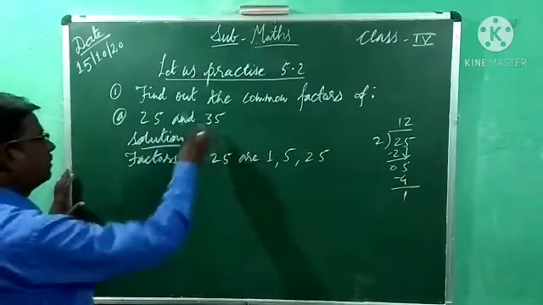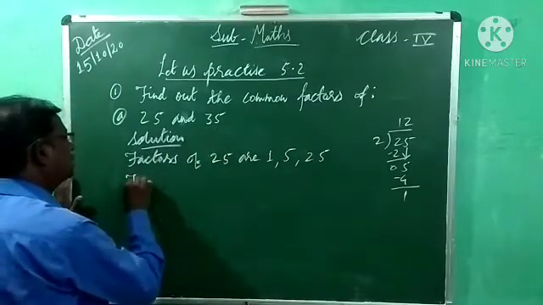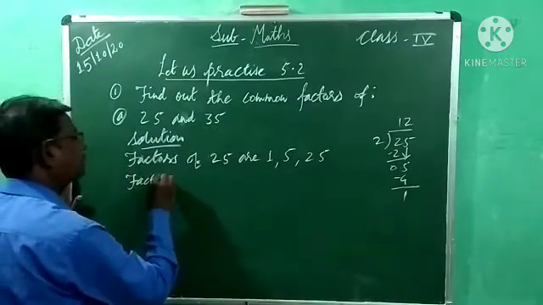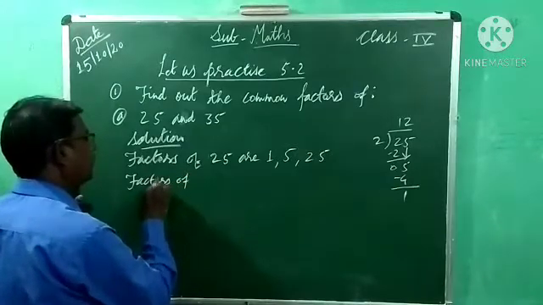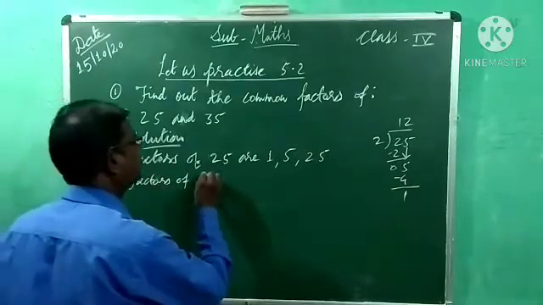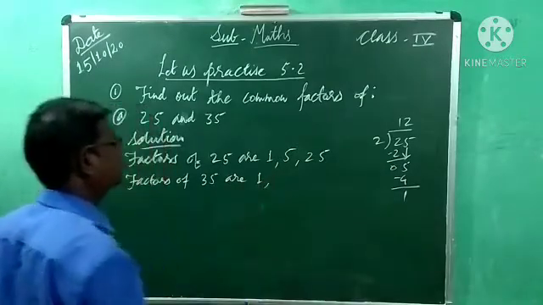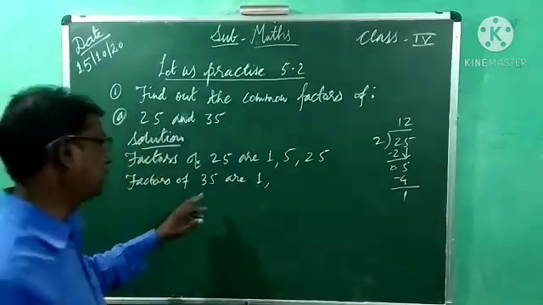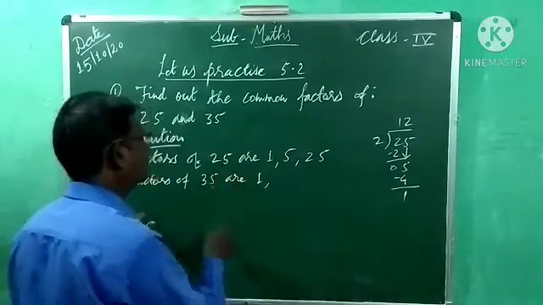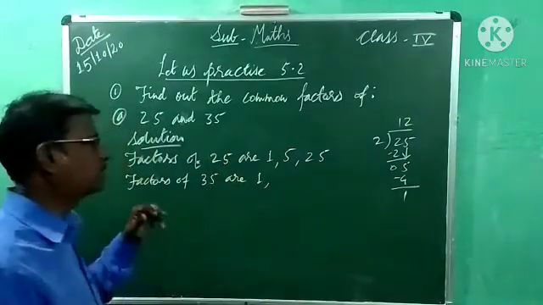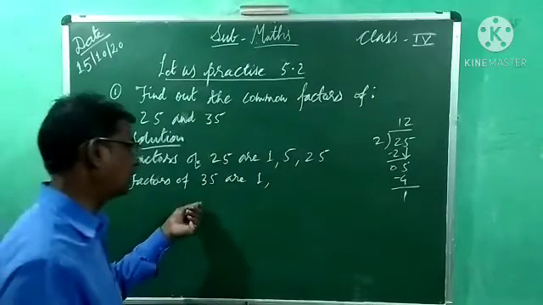In the same way we have to find the factors of which number? 35. 1 into 35 is 35. In the 2 table we are not getting it. Why? Because there is an odd number in the ones place, so an odd number is not completely divisible by 2.